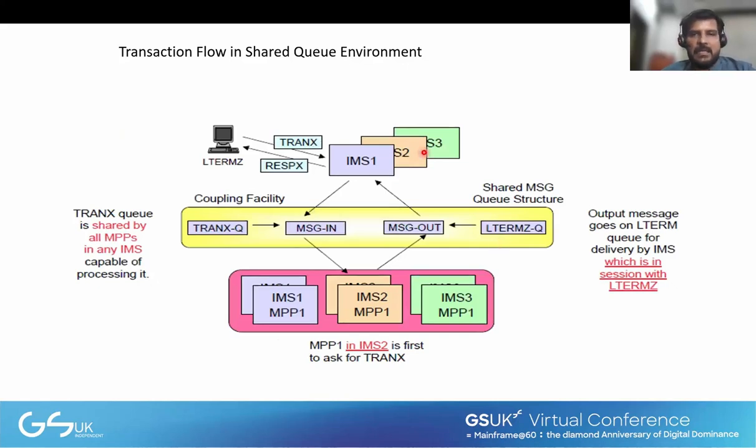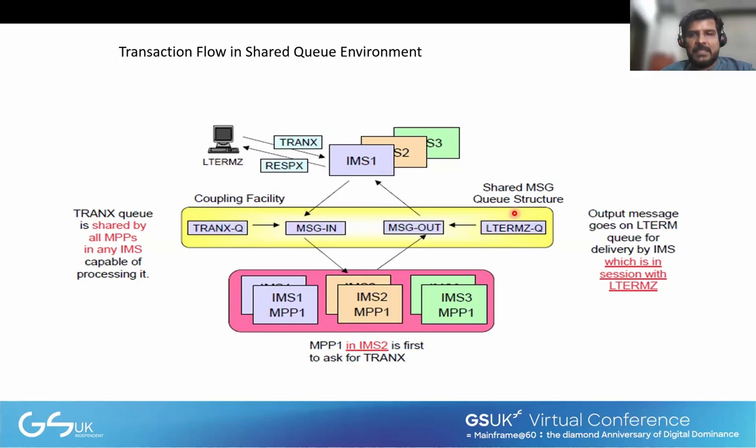Now we will see how a transaction flows in a shared queue environment. In this picture, you can see the three IMSs, IMS1, IMS2, IMS3, are part of the shared queue group, and all of them are connected to the message queue structure in the coupling facility. As you can see, the terminal LTERM Z is connected to IMS1. If a user is sending a message for transaction TRANX, the IMS1 queue pool will receive this message and will write it to the TRANX queue in the shared message queue structure.